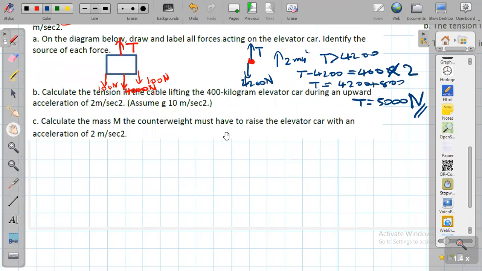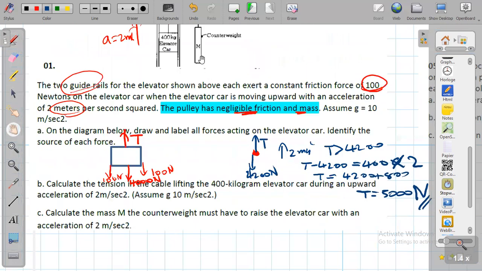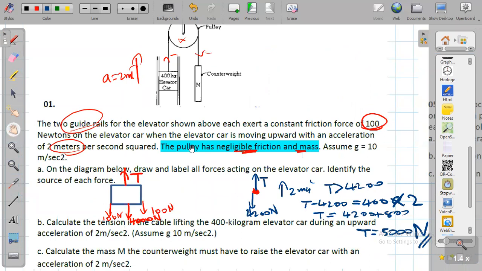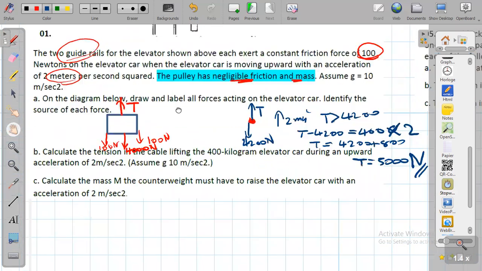Okay. Calculate the tension in the cable, which we just found. Calculate the mass the counterweight must have to raise the elevator car with an acceleration of 2 m/s². Okay, this is what is called the counterweight, right?